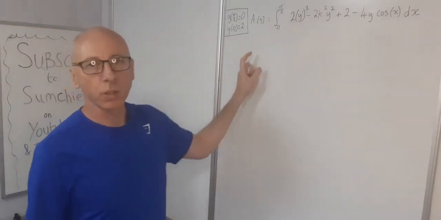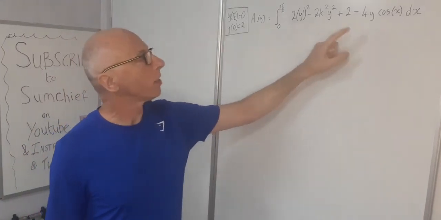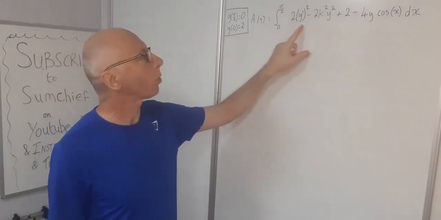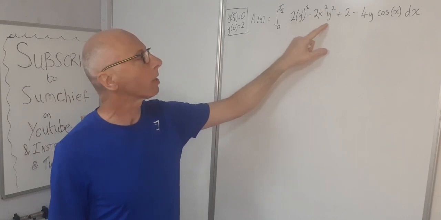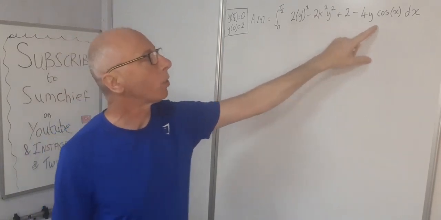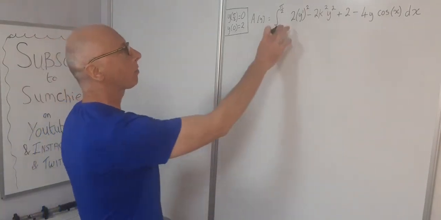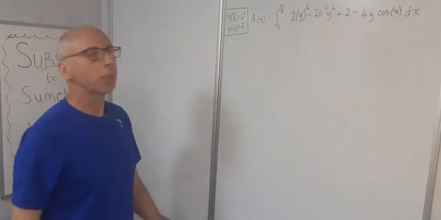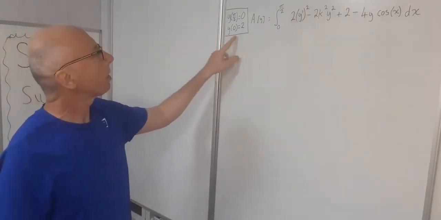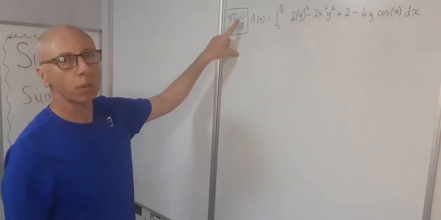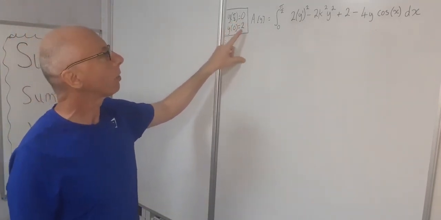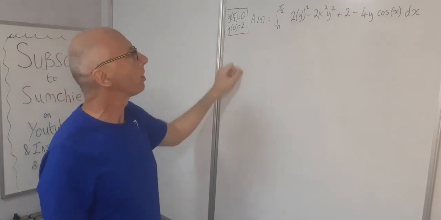Okay, so we've got a calculus question here. We're going to try and integrate this function here, 2y prime squared minus 2k squared y squared plus 2 minus 4y cosine x with respect to x. And the parameters are from 0 to pi over 2. And we've got these conditions here, y of pi over 2 equals 0 and y of 0 equals 2.